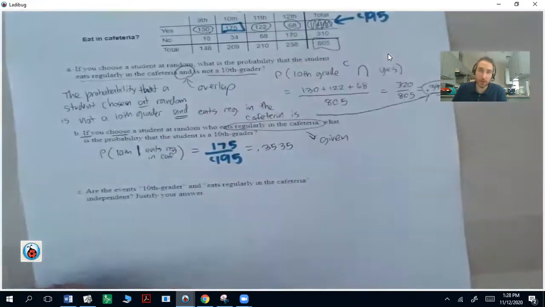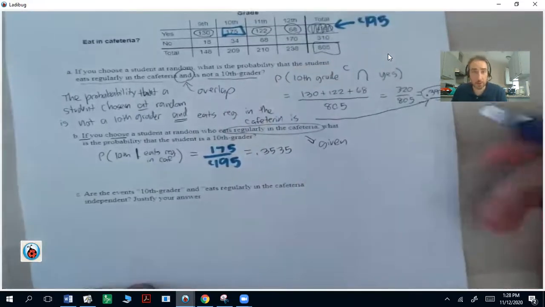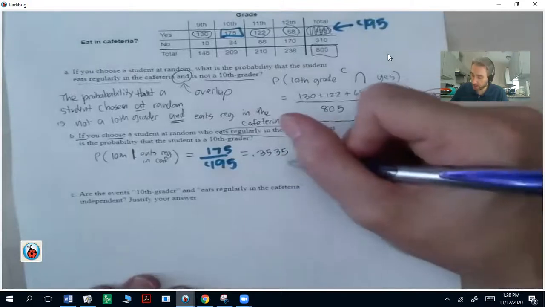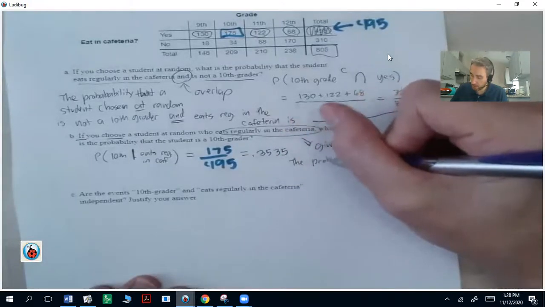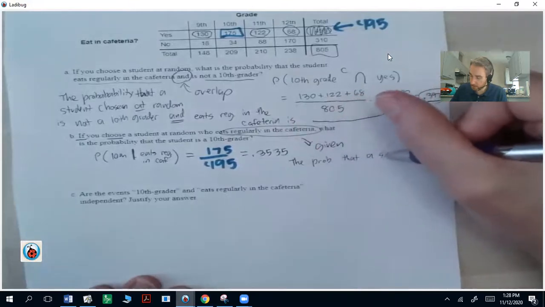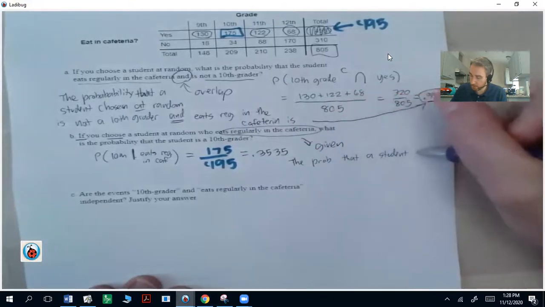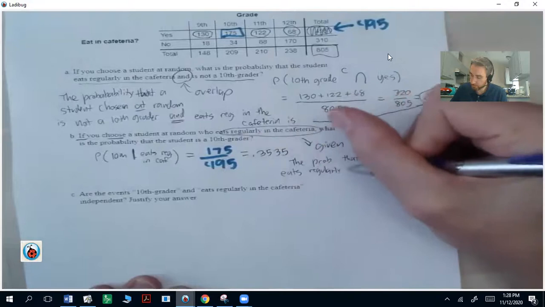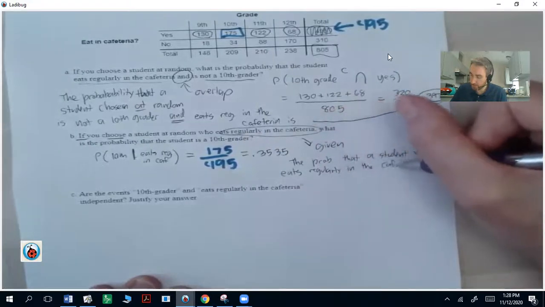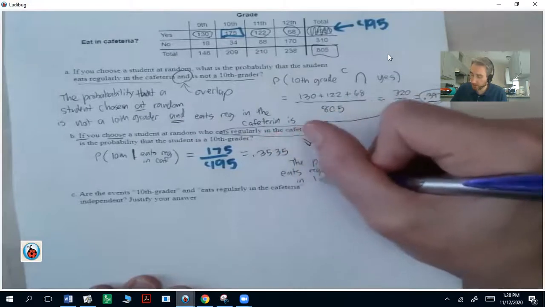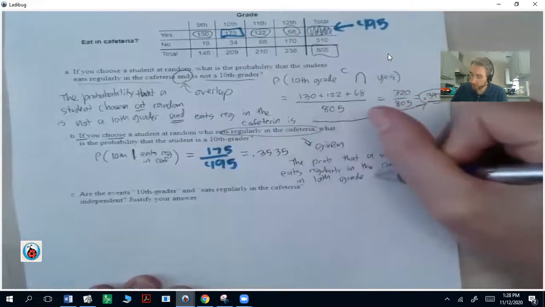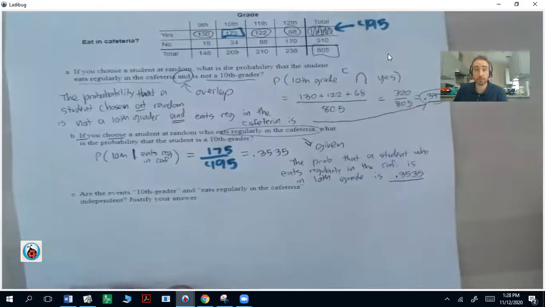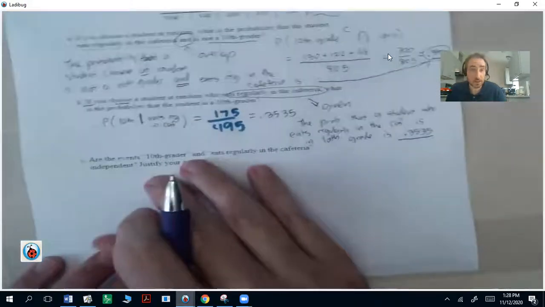Or approximately 35.35%. So this question, the probability, if you choose a student at random who eats regularly in the cafeteria, the probability that a student who eats regularly in the cafeteria is in 10th grade is 0.3535, 35.35%. That's that question. Now let's look at letter C.